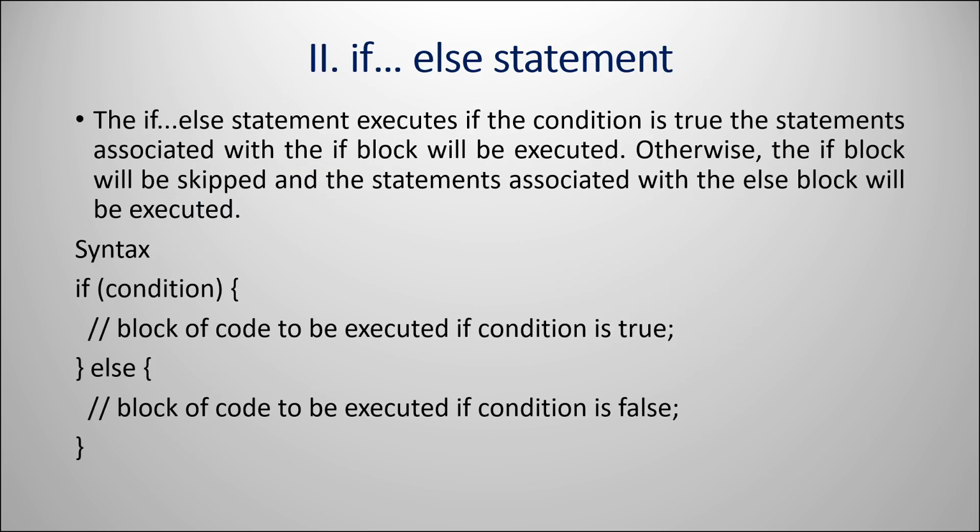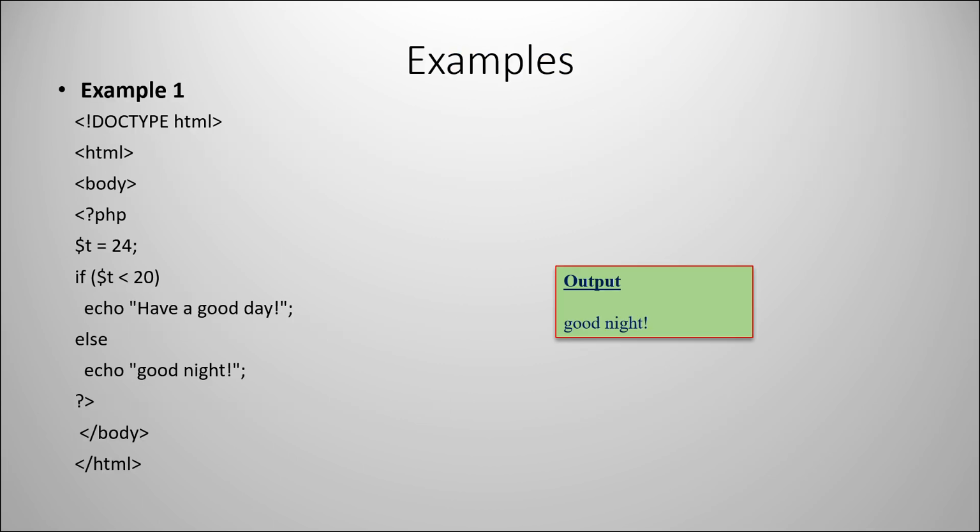Another type of control structure is the if-else statement. If the condition is true, the statements associated with the if block will be executed. Otherwise, it will be skipped and the statements associated with the else block will be executed. The syntax for this type is if followed by the condition and the block of code to be executed when the condition is true, else the next block of code to be executed if the condition is false.